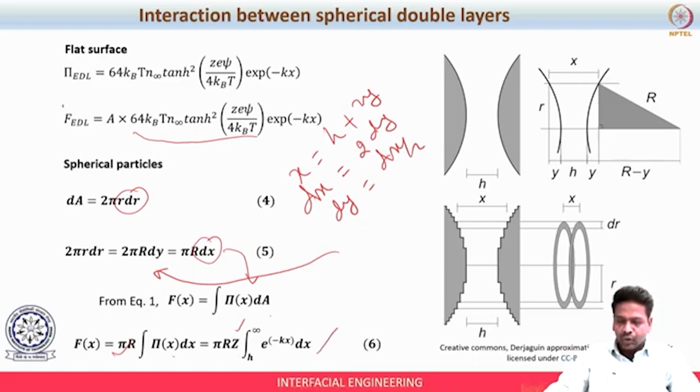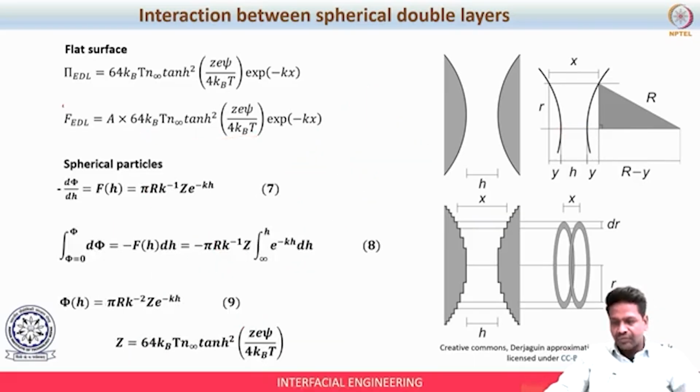Remember, your lower limit will be the minimum separation distance. This is your overlap of the electrical double layer, and the minimum separation distance is h here. So, it is from the minimum separation distance h to far away, up to infinity. So, you can keep these integral limits.